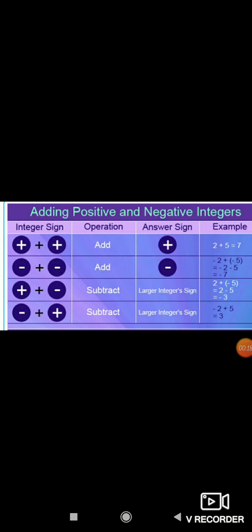While adding positive and negative integers, if both the integers have got positive sign, then their mode of operation will be addition and the answer sign will be also plus. If both the integers are negative, then the mode of operation will be again addition, but now the answer sign will be minus. And if both the integers have got opposite signs, then their mode of operation will be subtraction, and we will assign the sign of the larger integer in the answer.